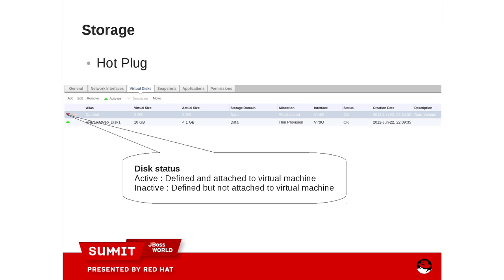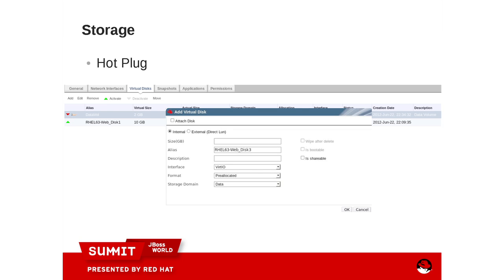Hot plug, one of the most commonly requested features we've got in Rev 3.0. So the ability to add a disk to a running virtual machine. Now to support this, we've got a concept of not just having a disk defined to a VM, but having one that's active. So we see that the add, edit, and remove are existing buttons from 3.0.